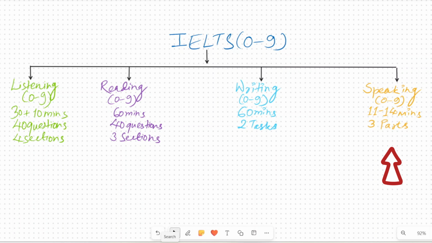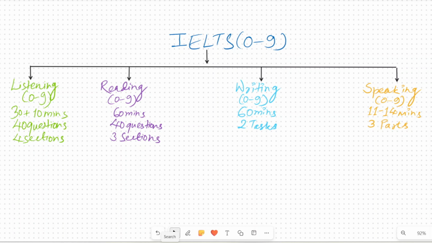And in the speaking section, you will have same 0 to 9 band score, and this will be scored out of 9. And here you are going to spend 11 to 14 minutes of time, in which you will be tested through three different parts.